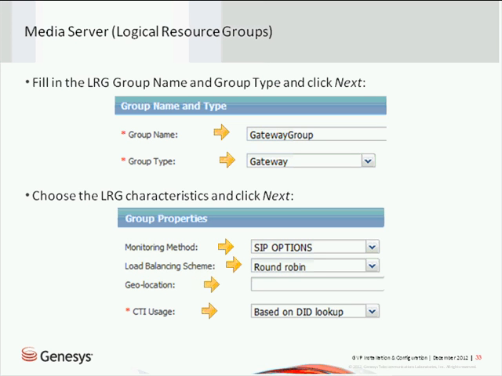Lastly, we have CTI usage. There are 3 options for this. The first is always off, which is the default, so that means no CTI is used. The second is based on DID lookup, so when the RM gets an invite from a gateway with this enabled, it will look at the IVR profiles to see whether or not it should be using CTI. And if it is, then it will send it to the CTI connector, and if not, then it will just send it to the appropriate media platform.